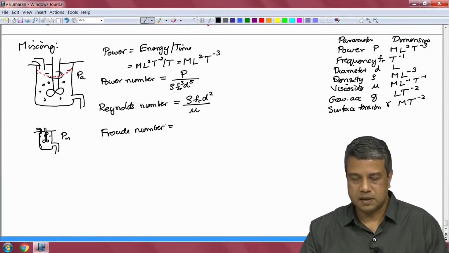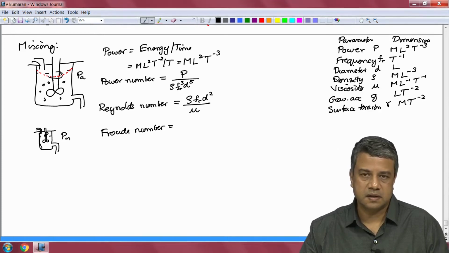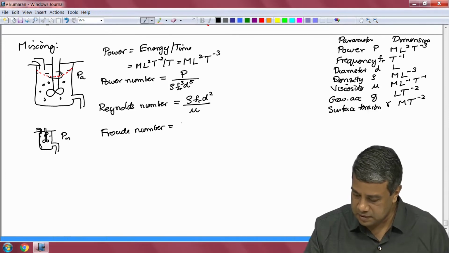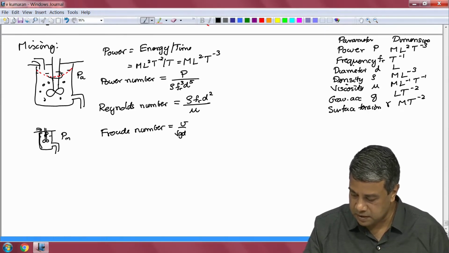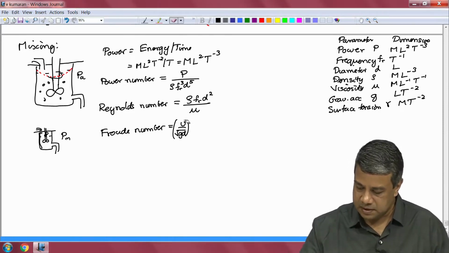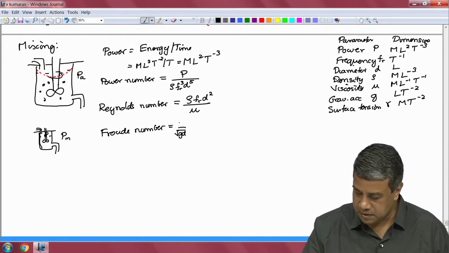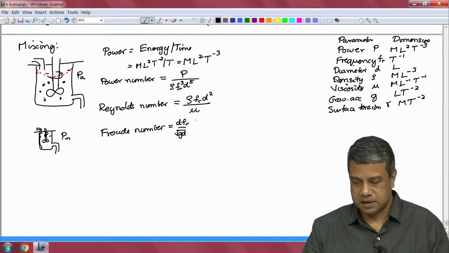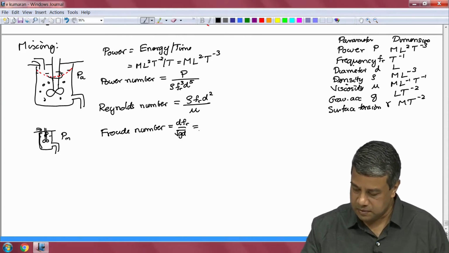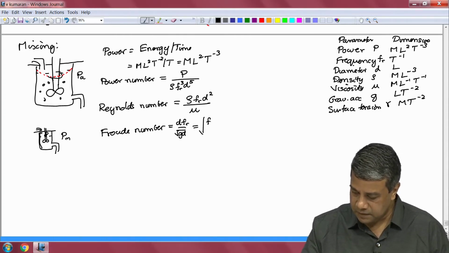This is the ratio of the inertial and the gravitational forces. If you recall, it used to be written as v by root of g d, where v was the velocity. In this expression, for the characteristic velocity, we substitute something with the same dimension, that is the diameter times the rotational frequency. And so, this becomes root of f square d by g.